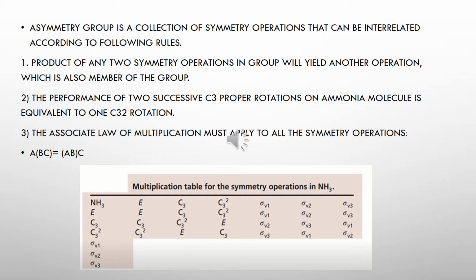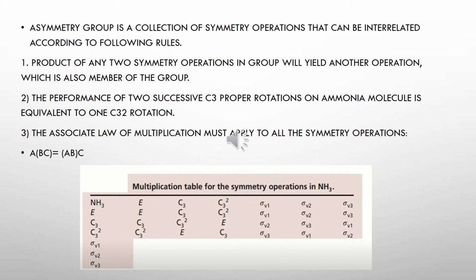There are some rules which are helpful to build the multiplication table of any molecule. First one is that the product of any two symmetry operations in a group will yield another operation which is also a member of the group. For example, performing C3 proper rotation two times on the ammonia molecule is equivalent to C3 twice. Likewise, two sigma operations return the molecule to its original configuration and are therefore equal to performing identity. And we know that identity is actually doing nothing to the molecule.